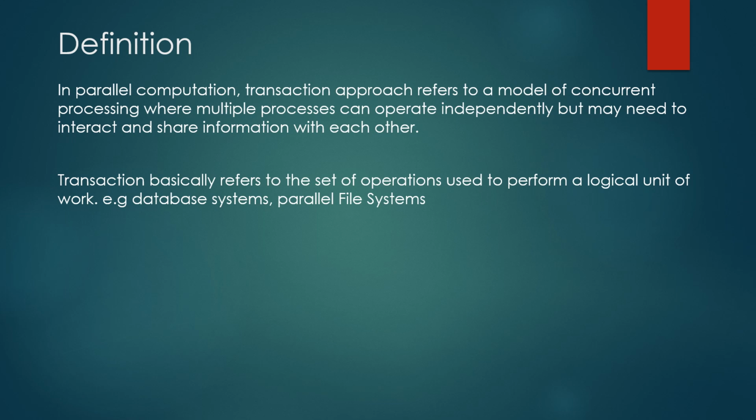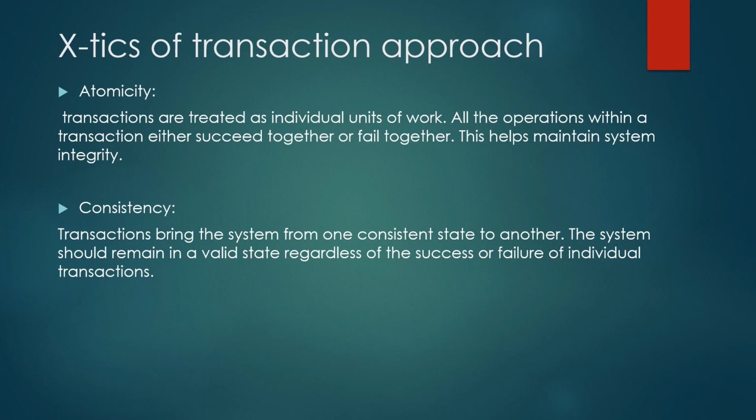Let us go ahead and look at the properties of the transaction approach. We have atomicity, consistency, durability, and so on. Let us start with atomicity. Transactions are treated as individual units of work. If I take you back to chemistry where we learned about atomic structures, the teachers would ask, what is an atom? And people would say, a unit of something. I might not bring it out the way you want, but I'm just trying to relate atomicity to parallel computation here under the transaction approach.